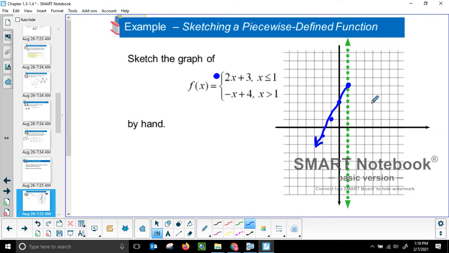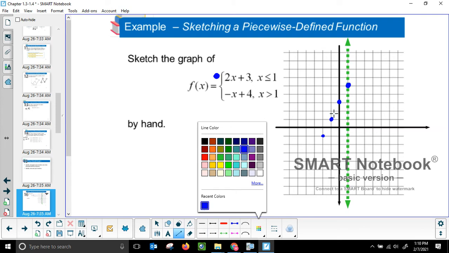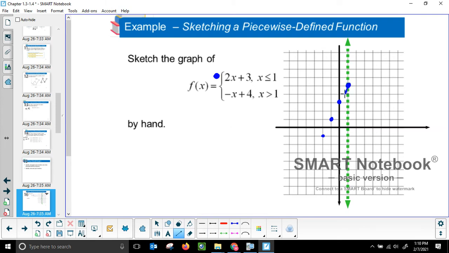Now you'll want to use a ruler or something of that nature for this. We'll go ahead and try to be a little bit more precise. All right, so there we go. Now we can do the other piece. I will go ahead and do that in red.